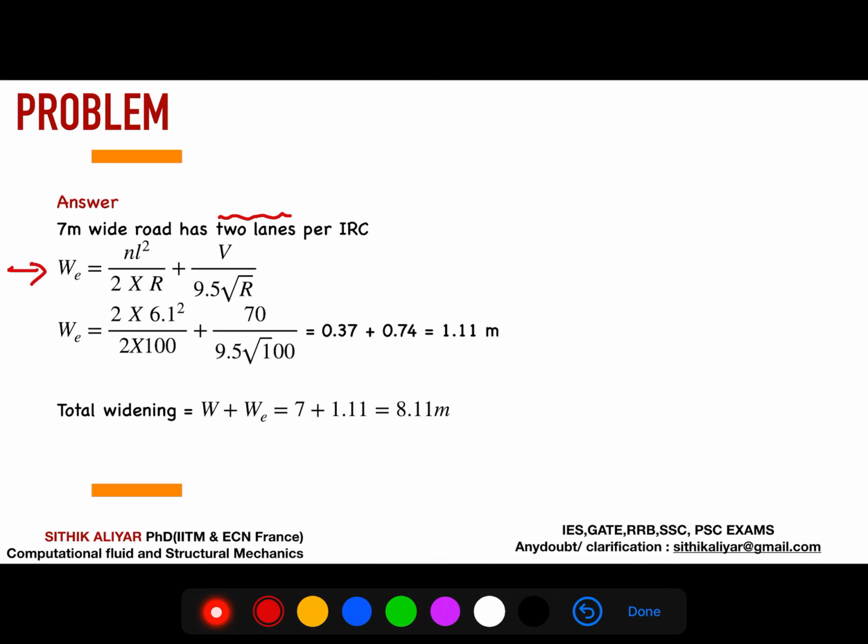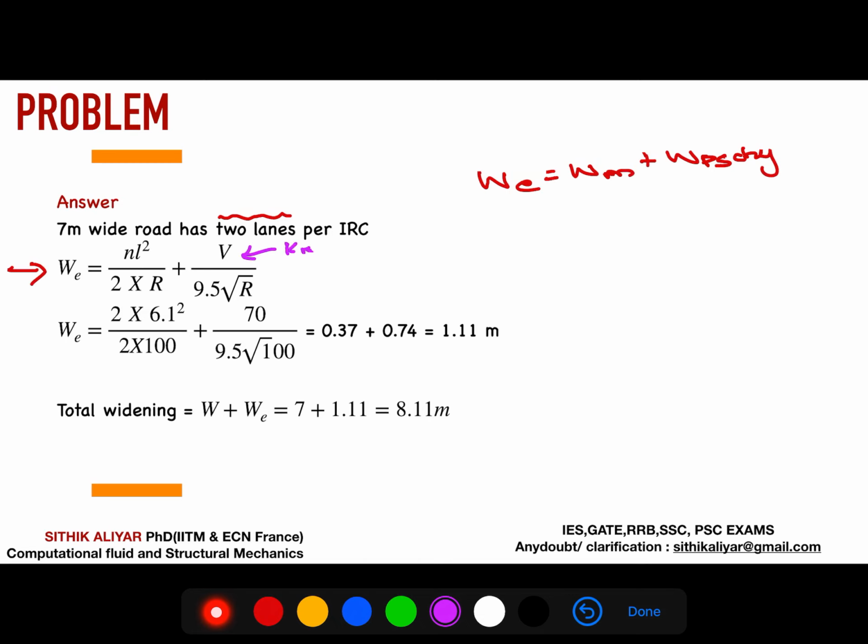I hope you know the first formula if you remember, which is nothing but mechanical widening plus psychological widening. We extend because of mechanical reasons and we extend the road because of psychological reasons. Mechanical widening is NL square by 2R. N is number of lanes, so 2 into 6.1 square divided by 2 into radius, which is given as 100. So if you substitute those, and this V you should remember, you should substitute in km/h.